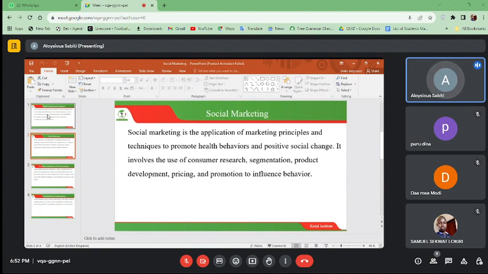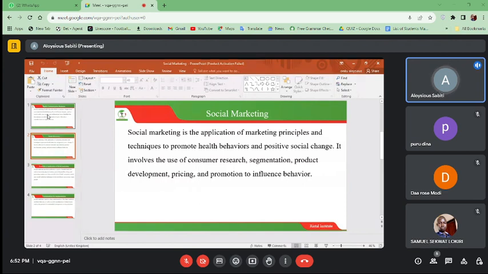So social marketing is the application of marketing principles and techniques to promote health behaviors and positive social change. It involves the use of consumer research, segmentation, product development, pricing, and promotion to influence behavior. So you have to do a research about your consumer, because your consumer in this case is that pregnant woman who needs to come for antenatal care, who needs to come and deliver in your health facility if they are to have a healthy life.